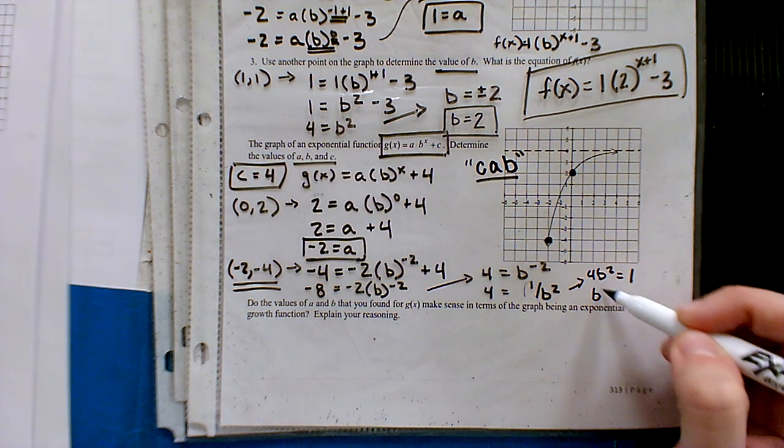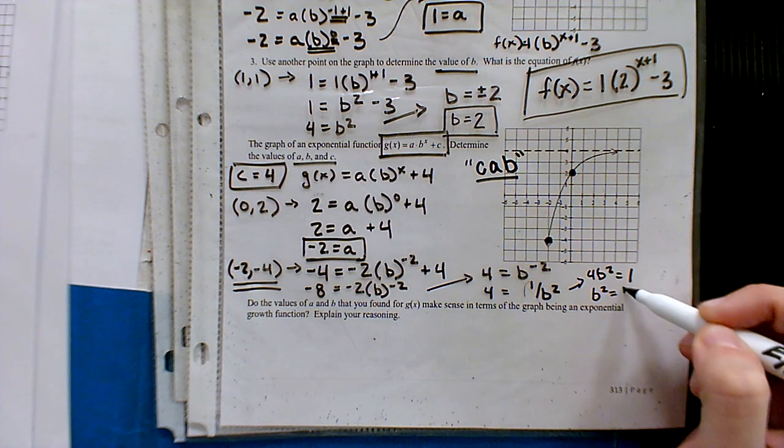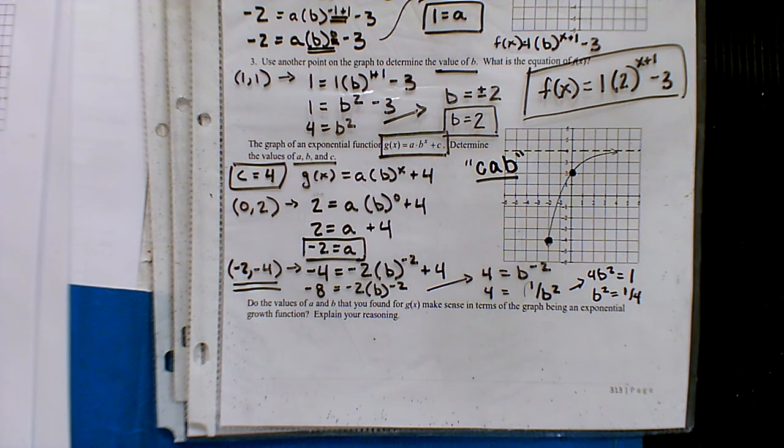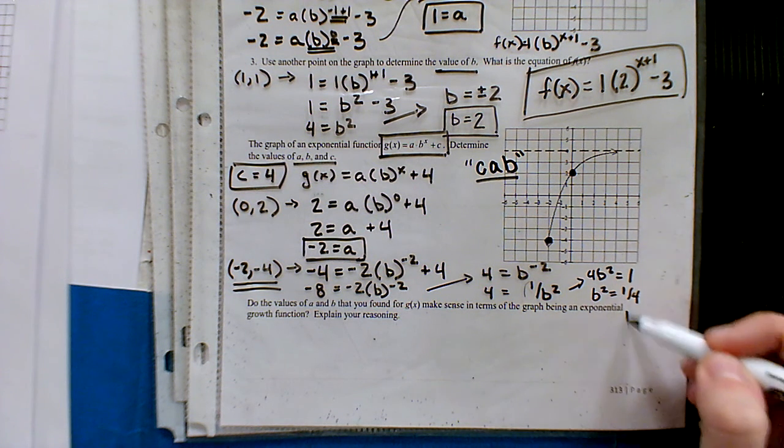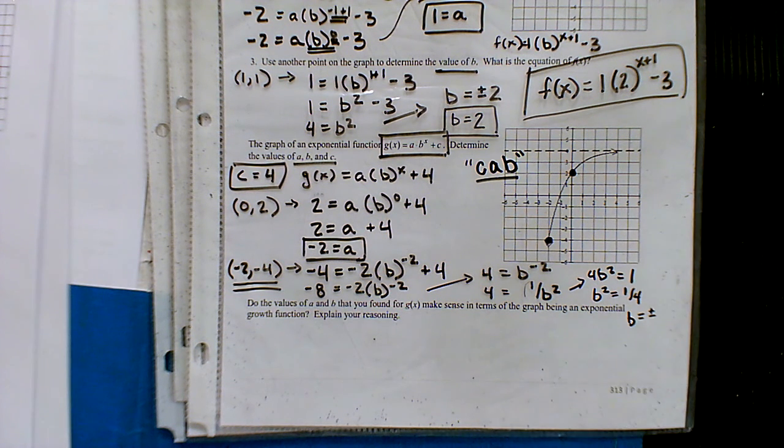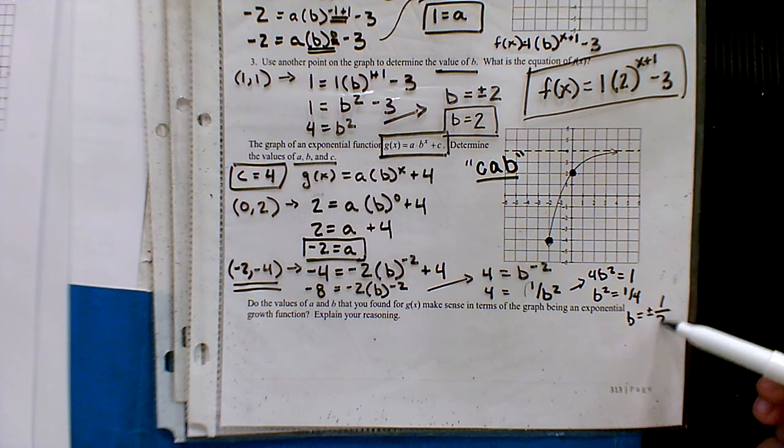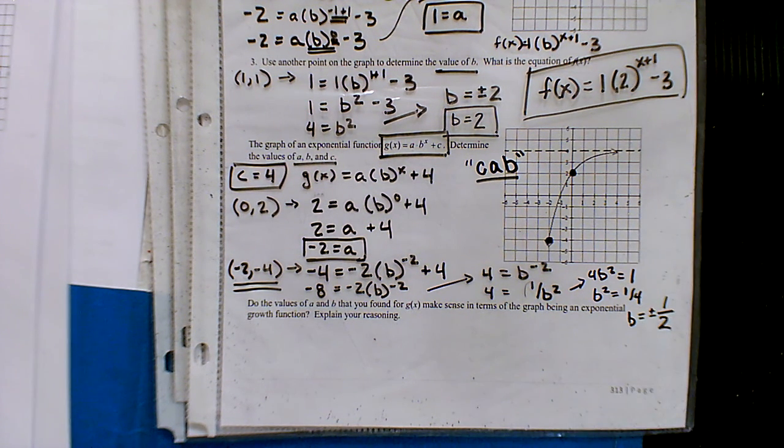Divide the 4. Square root both sides. So plus or minus, let's see, if we square root a fraction, you can square root the top and the bottom individually. So the square root of 1 is 1, and the square root of 4 is 2. We technically have 2 bases here. Which one should we pick?